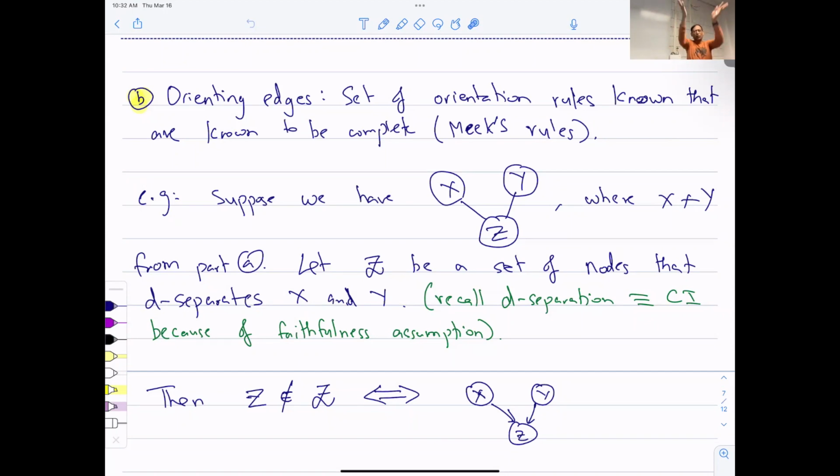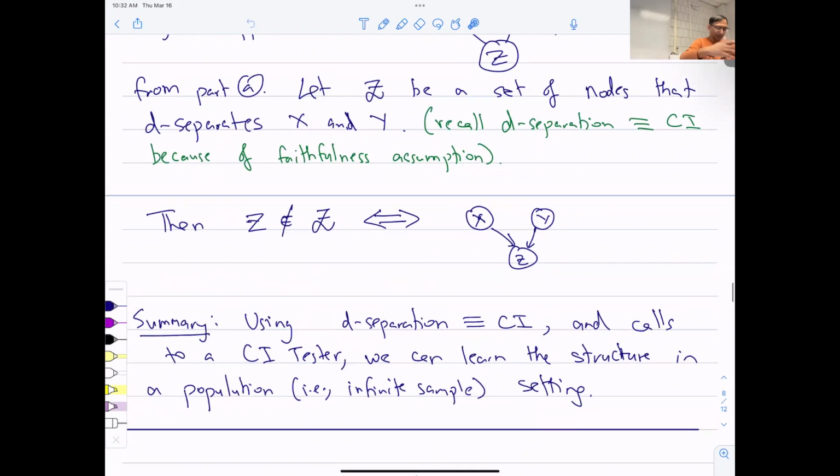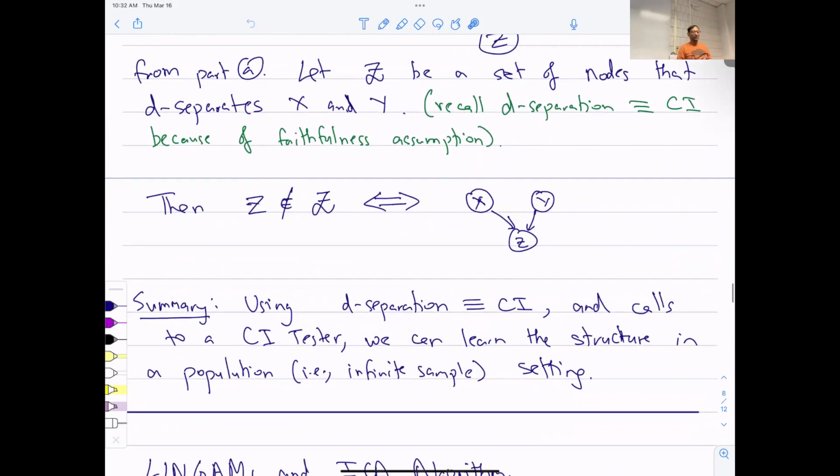Once I have these colliders, and there's some other node, I can figure out which way the arrow should go for that one. But there will be some edges you can't orient, because you can only go up to the CPDAG. After that, you can't orient the other edges. So the summary is: using that d-separation is the same as conditional independence, and an exponential number of calls to a CI tester, we can learn the structure in an infinite sample setting.